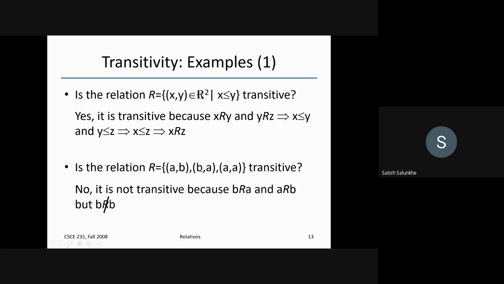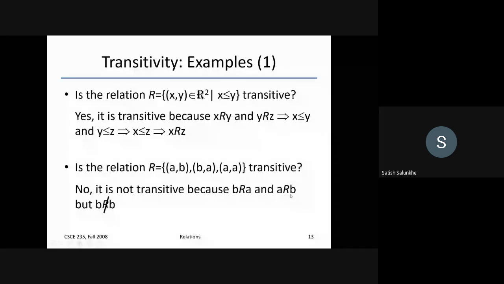X is related to y, that is, this is x and this is y. Y is related to z. This is x, that is B, this is y, that is A. X is related to y is related to z. You do not have (B, B) in this R. If it is there in R, then we say it is transitive. It is not there. B is related to A is related to B, but B is not related to B in this relation R. So therefore it is not transitive.